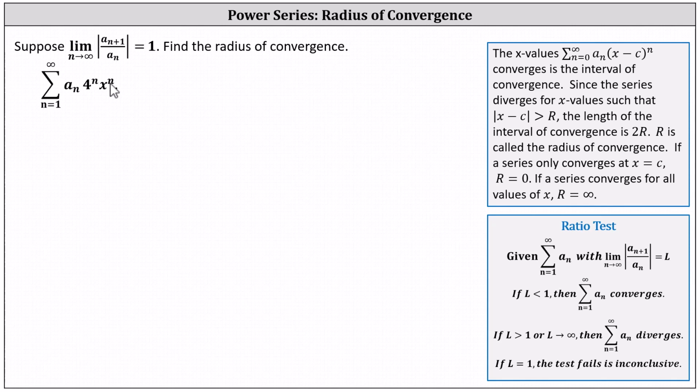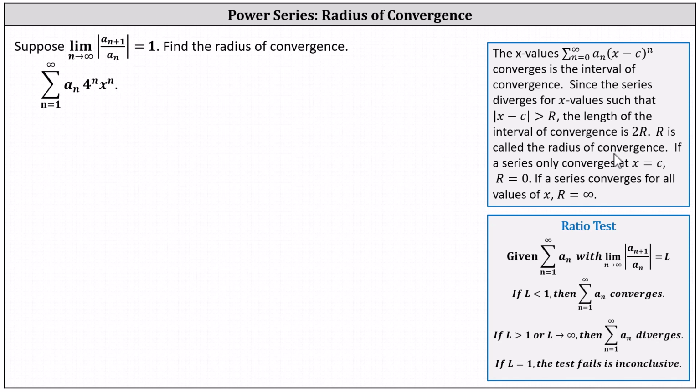Because we have x to the power of n, which we can think of as the nth power of x minus 0, the power series is centered at x equals 0. Referring to the notes on the right, the x values for which a power series converges is the interval of convergence. Since the series diverges for x values such that the absolute value of x minus c is greater than r, the length of the radius of convergence is 2r, and r is called the radius of convergence.